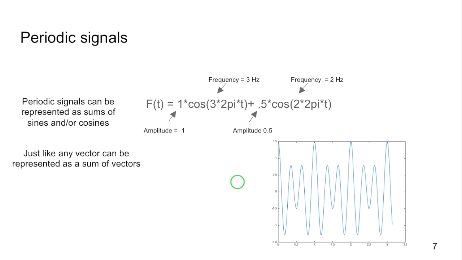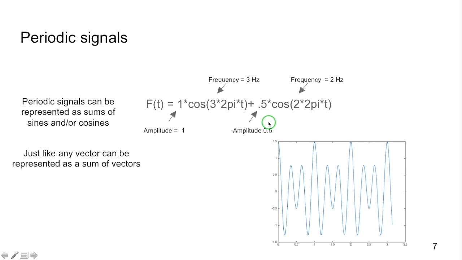All right. So here we have a periodic signal. And as I mentioned earlier, periodic signals can be represented as the sum of a number of sines or cosines. This is very similar to vectors. A vector can be represented as the sum of smaller vectors. So, is this combined periodic function itself periodic? So we know this is periodic. We know this is periodic. Is the sum of them periodic?